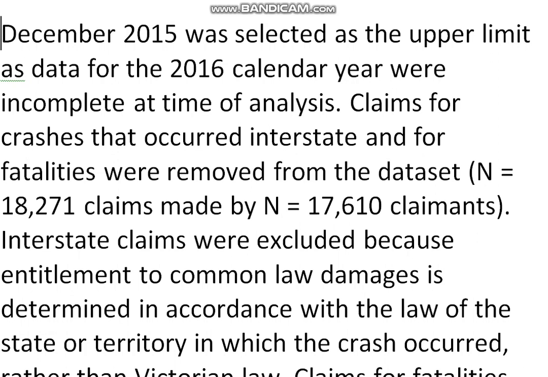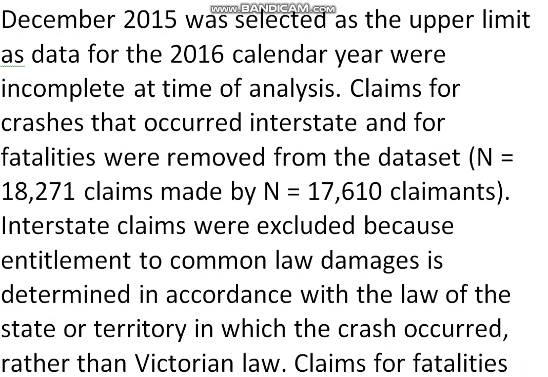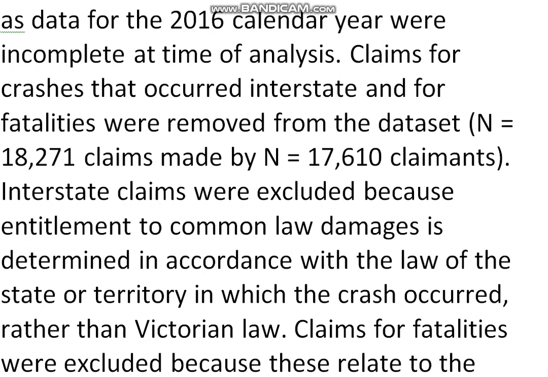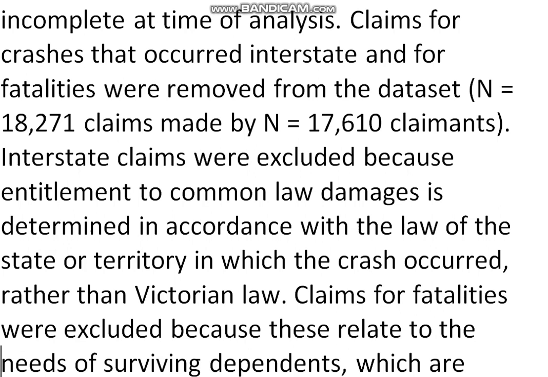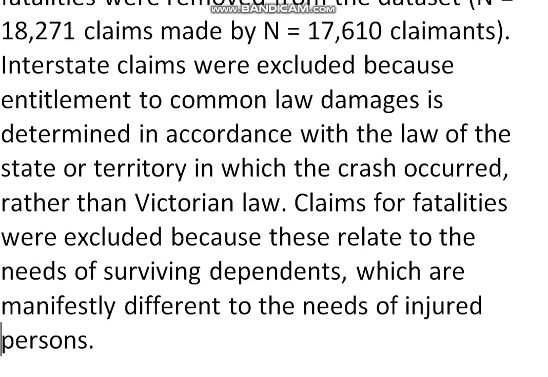December 2015 was selected as the upper limit, as data for the 2016 calendar year were not complete at the time of analysis. Claims for crashes that occurred interstate and fatalities were removed from the dataset, and 18 to 71 claims made by an Q17 6010 claimants. Interstate claims were excluded because entitlement to common law damages is determined in accordance with the law of the state or territory in which the crash occurred, rather than Victorian law. Claims for fatalities were excluded because these relate to the needs of surviving dependents, which are manifestly different to the needs of the injured person.